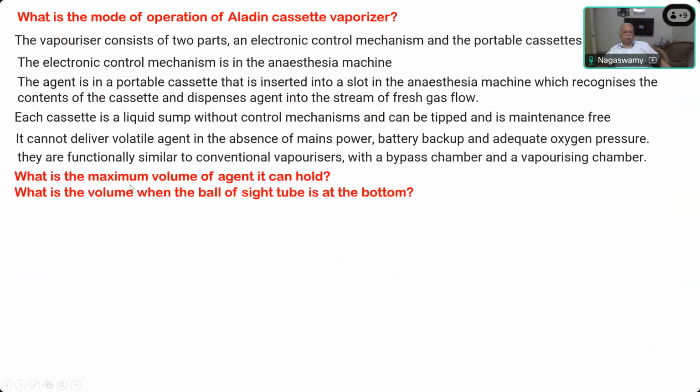So what is the maximum volume of agent it can hold? That is the Aladdin cassette vaporizer. What is the maximum it can hold? At what volume does the ball in the side tube go to the bottom? Just like the bobbin in the flow meter, there is a ball to show the level of the liquid in the cassette. What is the maximum volume you can fill this cassette with?